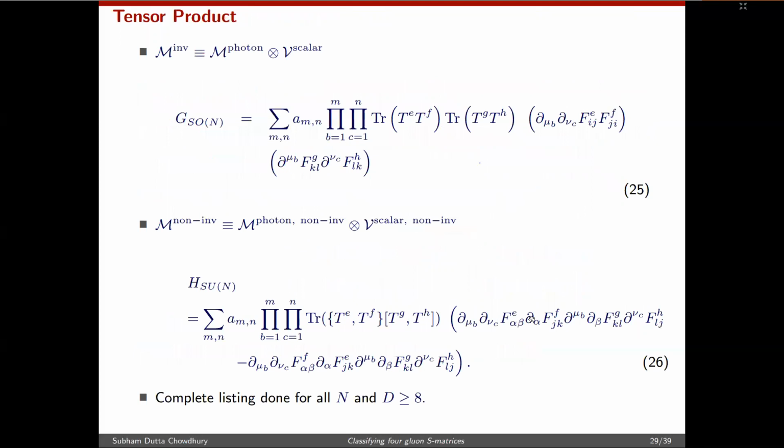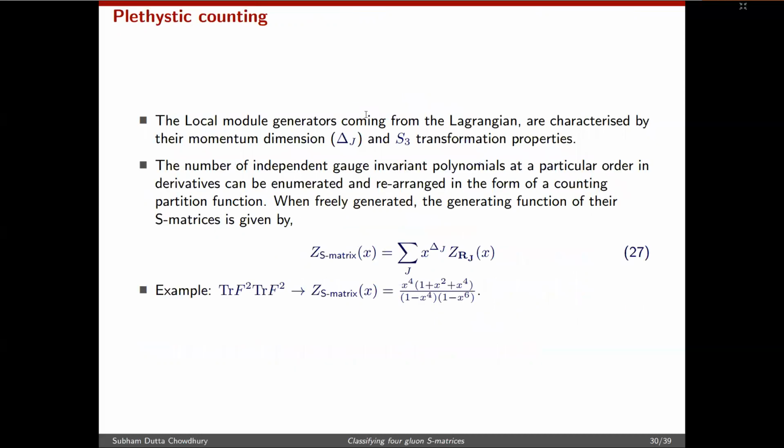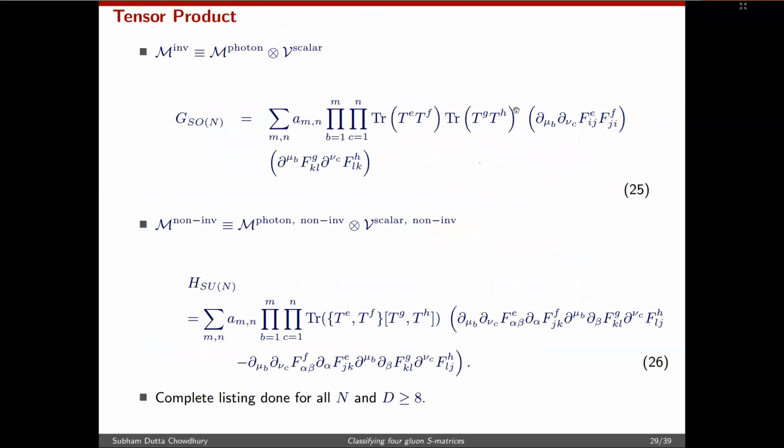And finally, we are in a position to tensor all of them together. So, for example, the M invariant would be a tensor product of this scalar module times the photon module. You see how I'm tensoring this? I hope this tensor product is clear. Is this clear, or are there any questions? I'm assuming there are no questions.